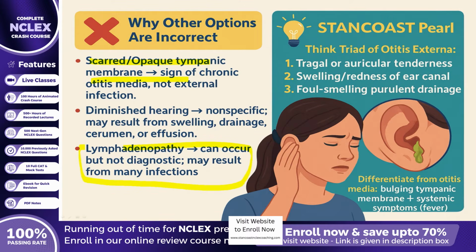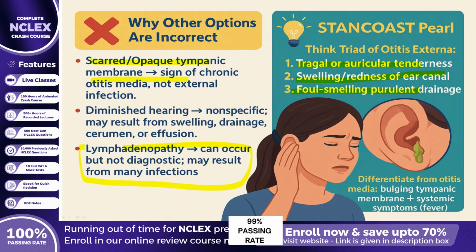To integrate this into clinical practice, remember that otitis externa typically presents with 3 classic features: pain when manipulating the tragus or auricle, swelling and redness of the canal, and foul-smelling purulent drainage. In contrast, otitis media involves the middle ear and is characterized by bulging of the tympanic membrane, pressure behind it, and more systemic symptoms such as fever.